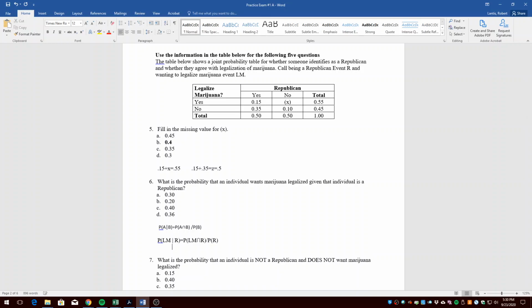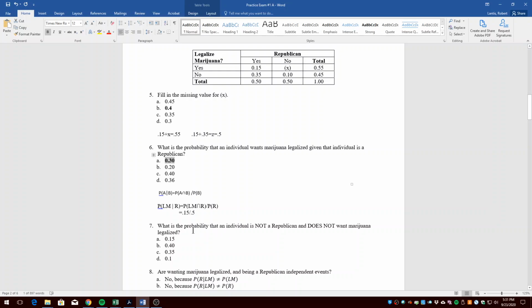And now it's just a matter of entering those values in. The probability of LM, or wanting marijuana legalized and being Republican, is just the intersection, and these top four cells represent our intersections. So marijuana legalized and Republican, that would be 0.15, divided by the probability that someone is Republican, which is what our totals represent. So the probability someone is Republican is 0.5, and that should give us the answer of 0.3. Okay?